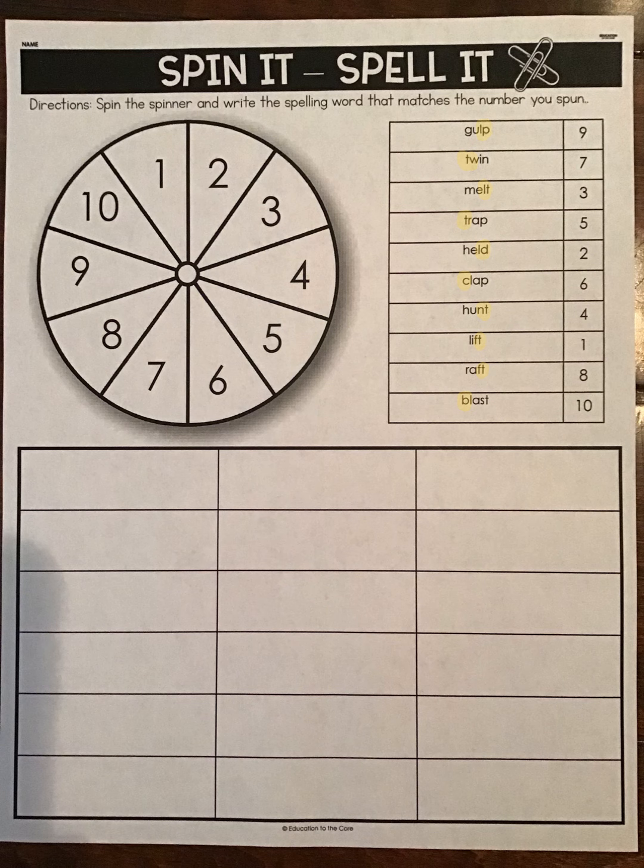Please take out your pencil. And you are going to use your paperclip to spin and see what number you land on. If I land on the number 9, I'm going to write gulp. G-u-l-p in my first box. Then I will spin again. Let's say I land on the number 5. That would be trap. T-r-a-p.